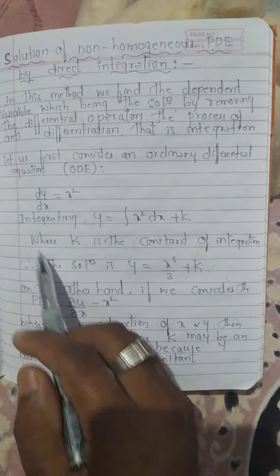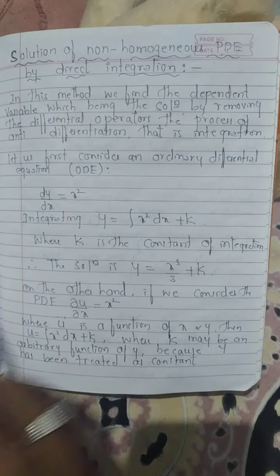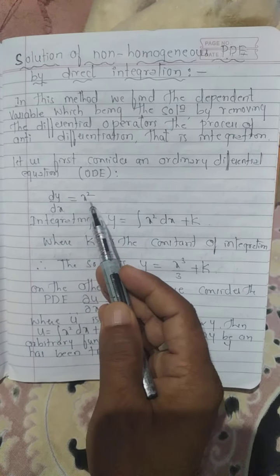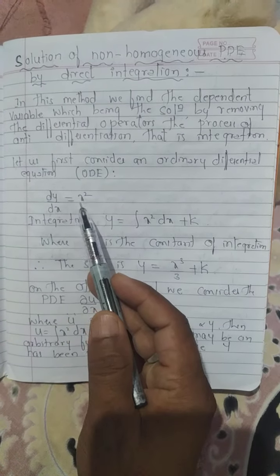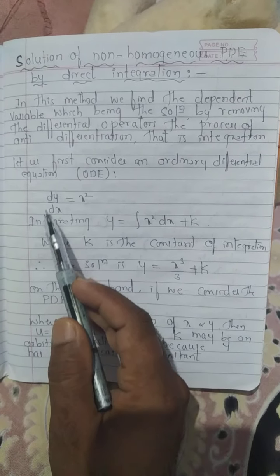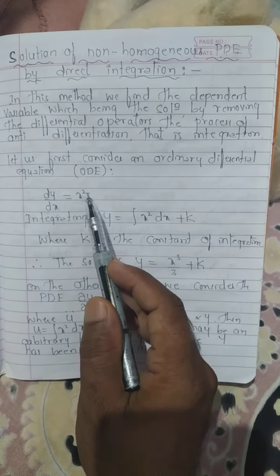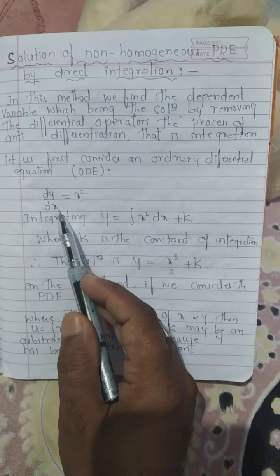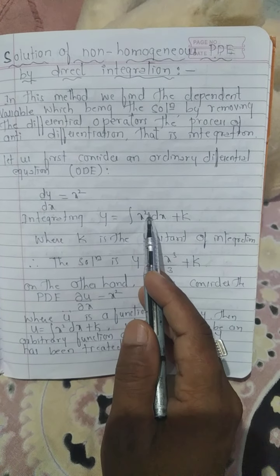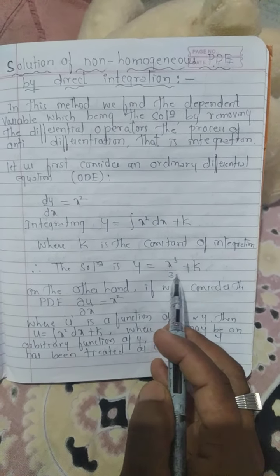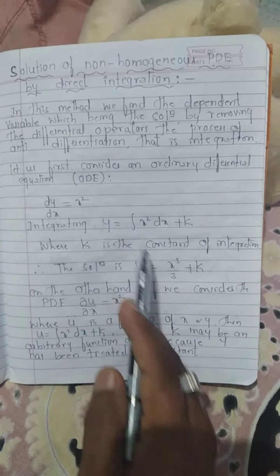If you take an ordinary differential equation, you'll get it like this. This is a non-homogeneous ordinary differential equation, dy by dx is equal to x square. You are finding the solution for this ordinary differential equation: transfer dx to the RHS, and it becomes the integration of x square with respect to x dx, which is equal to y. Then the integration of x square is x cube by 3 plus the integral constant. The solution of this ordinary differential equation is given like this.